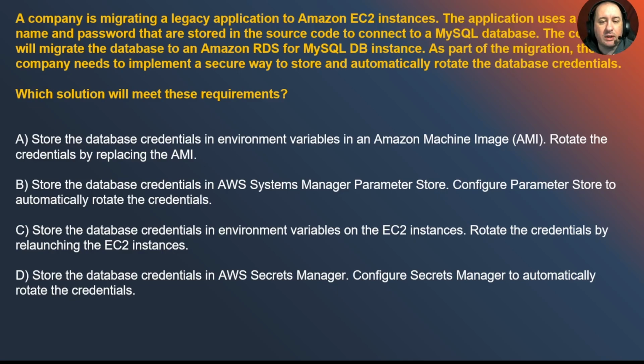So before we go into the possible solutions, I want you to keep in mind that we always want to be looking for keywords as well as the solution. There's always going to be more than one solution opportunity in an AWS question, so we're looking for the best answer. So the options here, summarized: we can use environment variables in an AMI, we can use Systems Manager Parameter Store, we can use EC2 instance environment variable storage, or we can use AWS Secrets Manager.